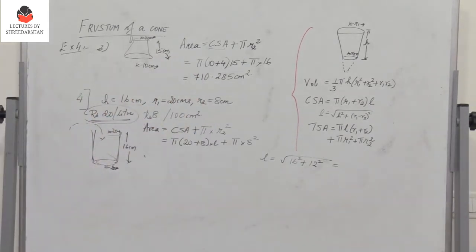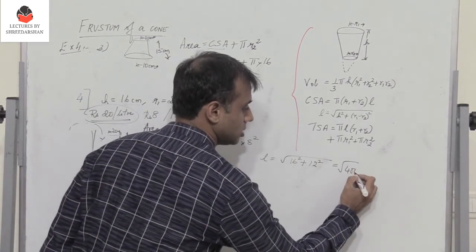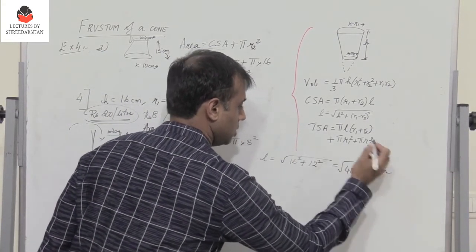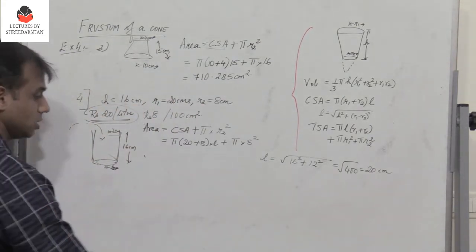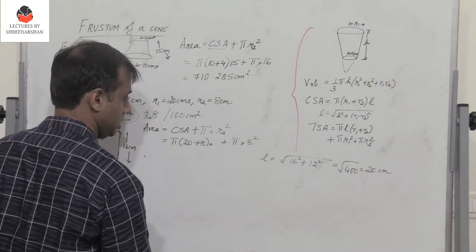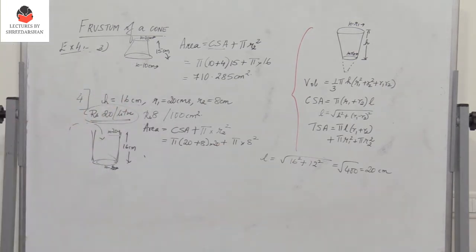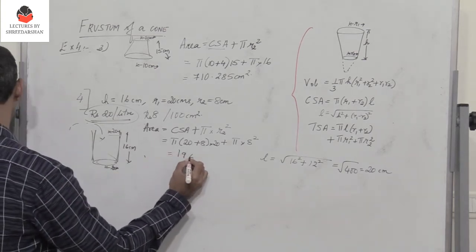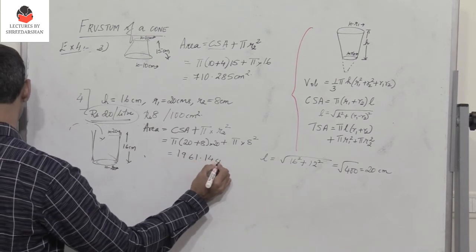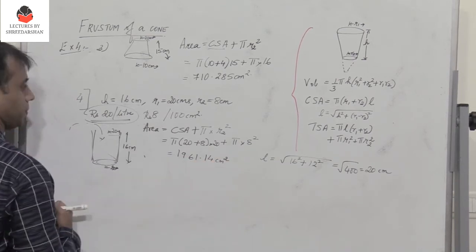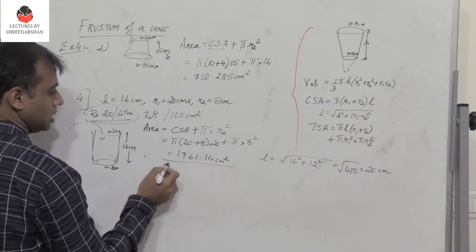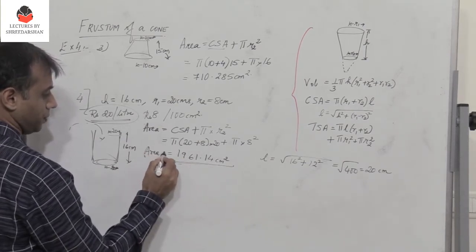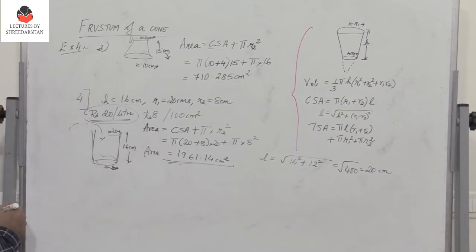So I have 16 square plus 12 square, you get 400. So root 400 is nothing but 20 centimeters. So the value of L is 20. So I substitute the value of L here as 20. Now if I calculate, I would get the value as 1961.14 centimeter square. Right? So this is the total area required for making this container.